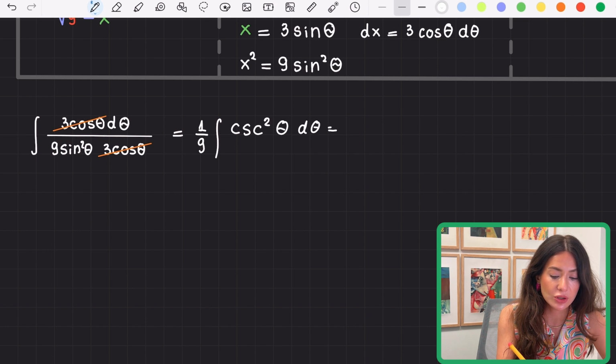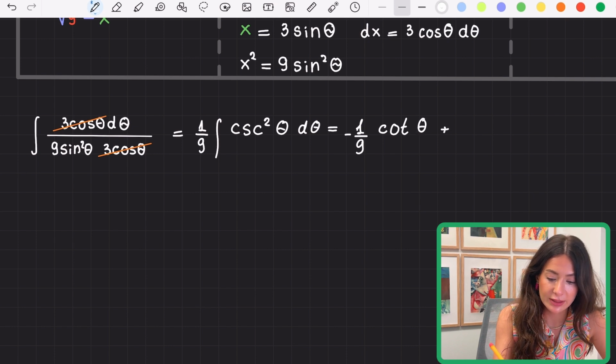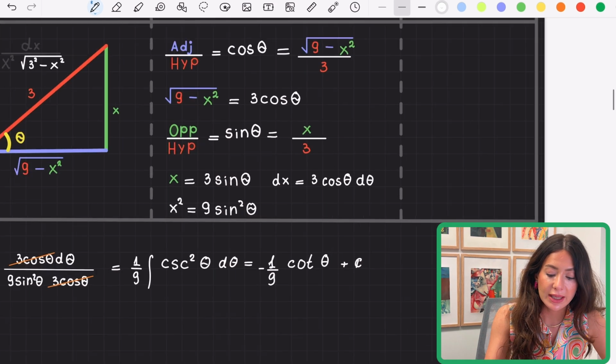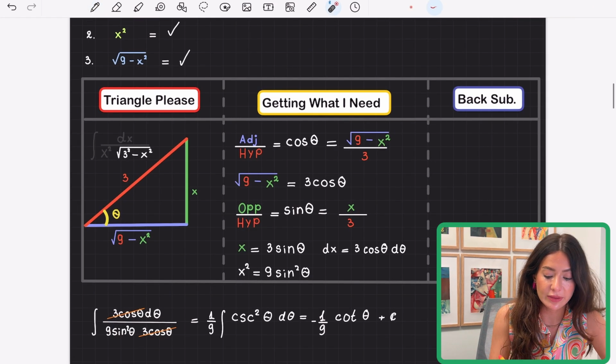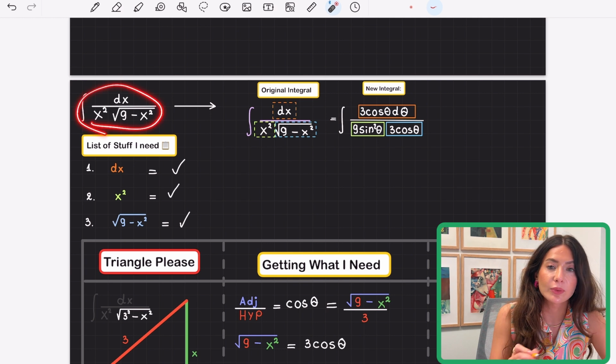If you look in your formula sheet, you'll find it. If you also remember the derivative of cotangent, then you would know. So it's negative cotangent theta plus, you're not done yet. The last thing left to do is, now that you have your answer in terms of theta, go back to your initial variable, which was x.